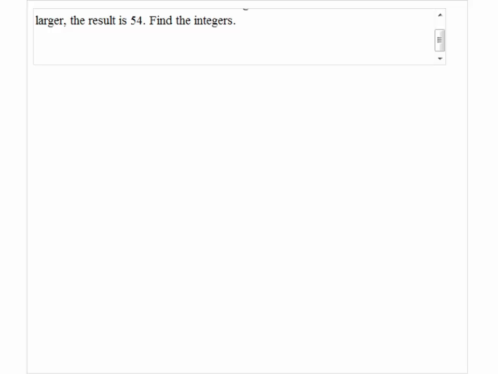When the smaller of two consecutive integers is added to 4 times the larger, the result is 54. Find the integers. When we talk about consecutive integers, like 1, 2, 3, 4, and so on, if the first number is n, the second number would be one more than that, so it would be n plus 1. The next number would be one more than that, n plus 2, and so on.